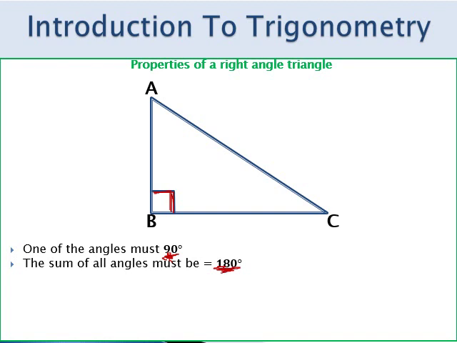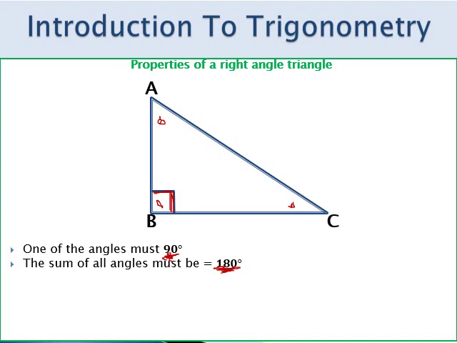What does that mean in terms of a right angle triangle? It simply means that when you add angle A plus angle C plus angle B, they should give you 180. But we know that angle B is 90. What does that simply mean? It means that angle A plus angle C should give you what? 90 degrees. So that when you take that 90 degrees and add it to the 90 degrees at angle B, you have your 180.